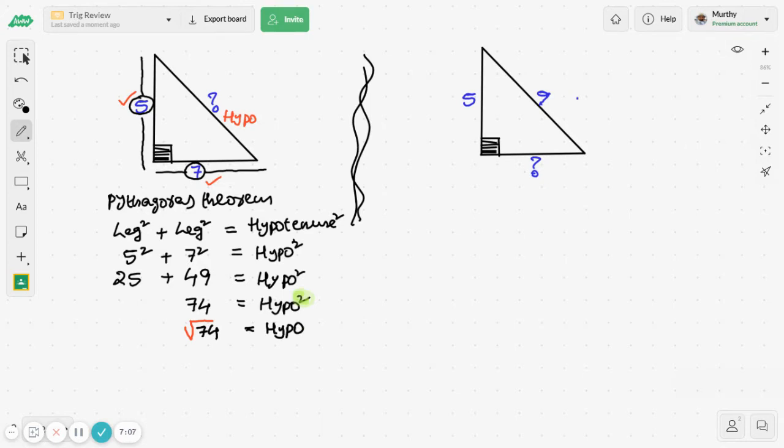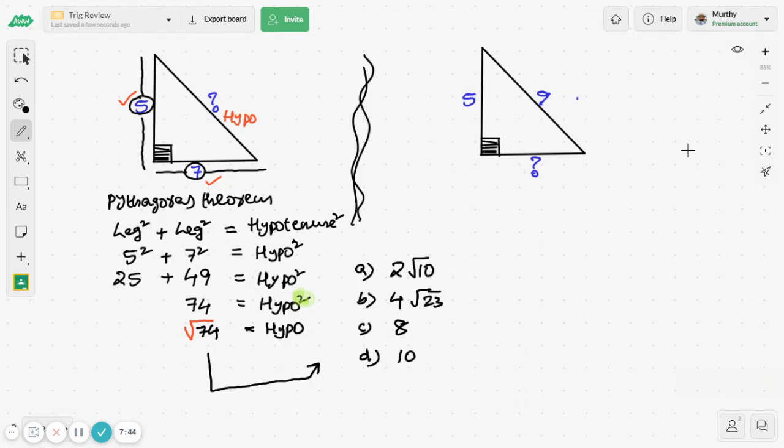At this point, we may not be able to solve further because we can't find the square root of 74. But you know, in testing, usually you'll be seeing answers like 2 root 10, maybe 4 root 23, some numbers I'm taking randomly, and say 8, maybe 8, some 10 kind of things. So I know that my answer is not matching with any of these.